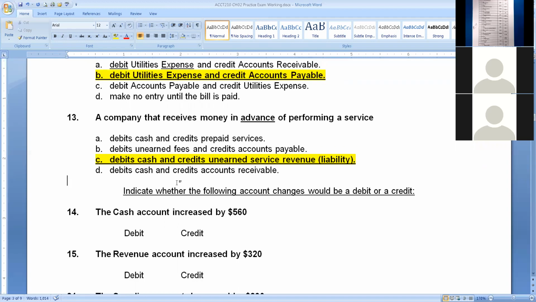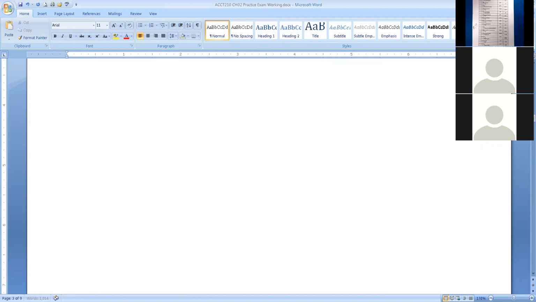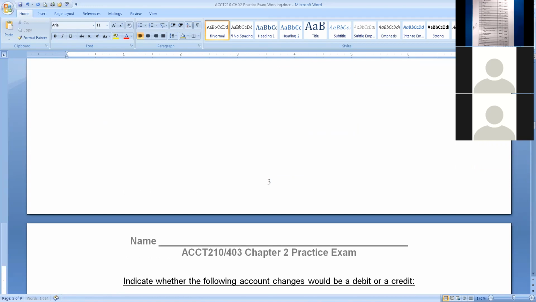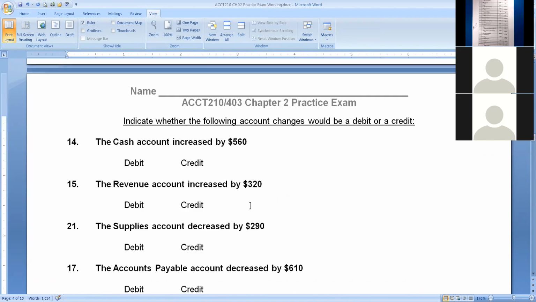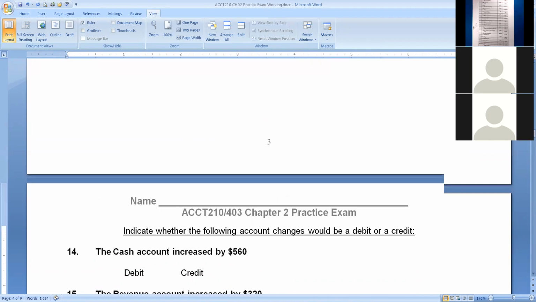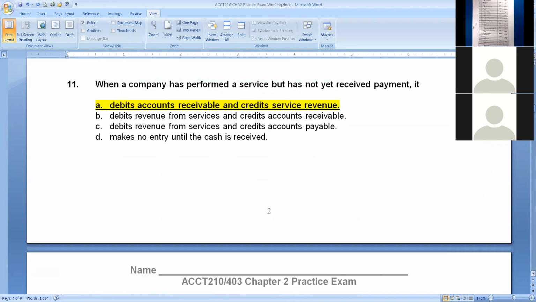Okay, I'm going to get these on the next page so they're all together. Professor, can I quickly see number 11? I just want to make sure I highlighted the right answer. All right, thank you. You're welcome.